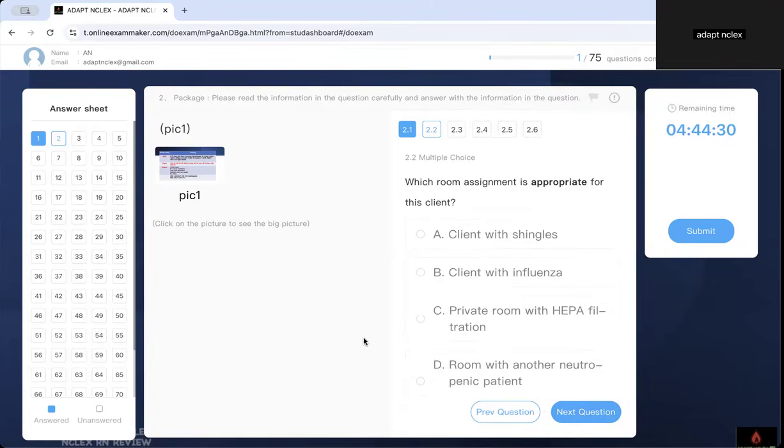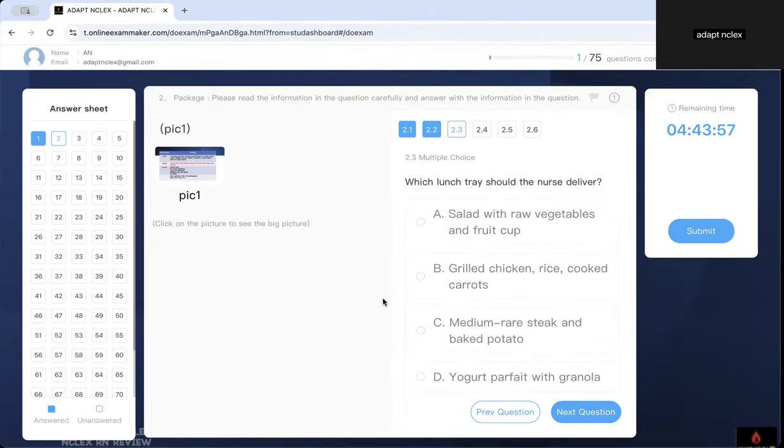Which room assignment is appropriate for this client? What do you think? Shingles? You put him in with the patient with shingles? Somebody with influenza? Or you place them in the what? Private room with HEPA filtration? Or a room with another neutropenic patient? This is a trap. They should not go in the room with another neutropenic patient. That is the definition of neutropenic isolation. Alone. Right? Shingles and influenza are infections, you're going to make them sick. Therefore, by default, that's how you break the answer choice.